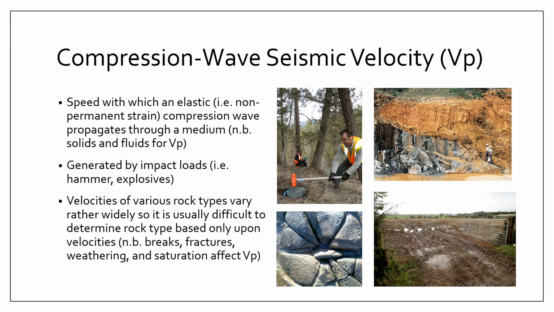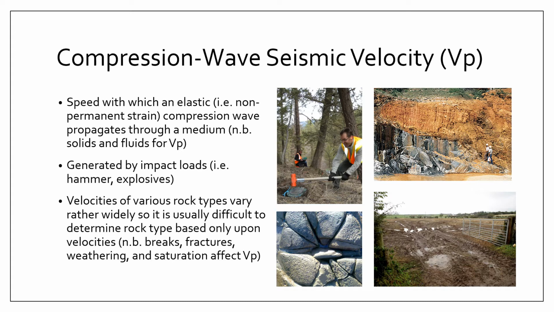And it's also important to note that the velocities of various rock types vary, and there's actually a big spread in the velocities per rock type. So it's a large range for every rock type, and as a consequence, it's very difficult or even impractical to determine the rock type based only upon the velocity. So in short, you can't rely on P-wave velocity alone to identify the rock type for a given site.